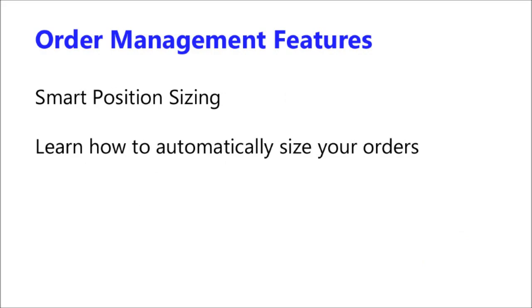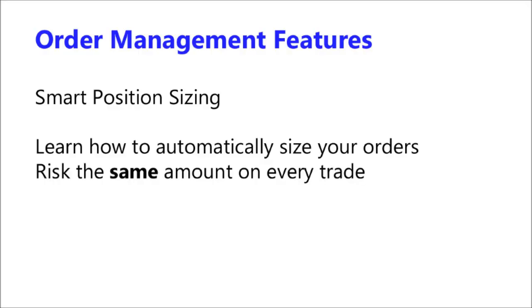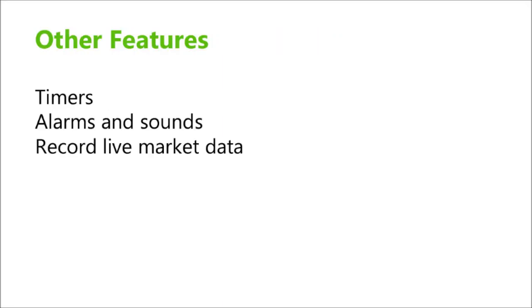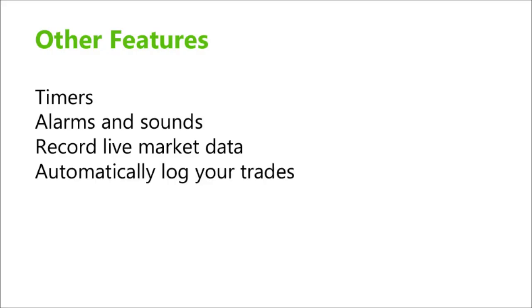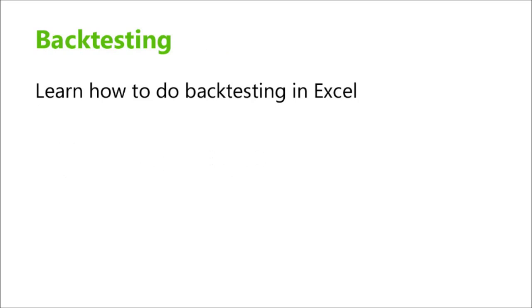Also in the course, you'll learn about something I call smart position sizing, and you'll learn how to automatically size your orders so that you risk the same amount on every trade based on your range width. This way, you won't have several small wins completely outweighed by a large loss. Other features built into the system that you'll learn about in this course are timers, alarms and sounds, how to record live market data, and how to automatically log your trades.